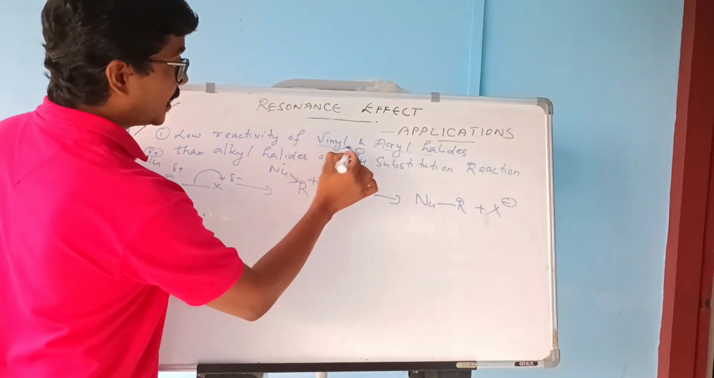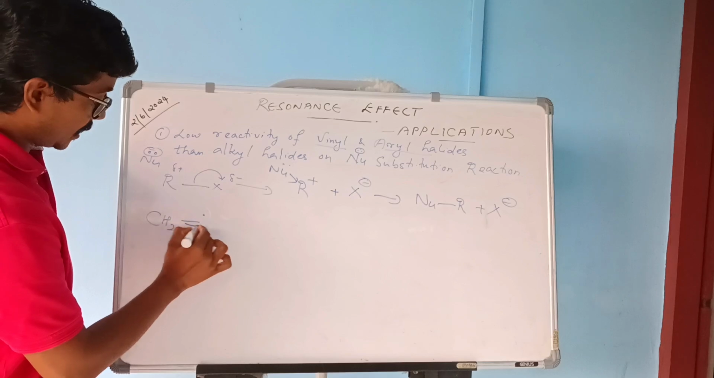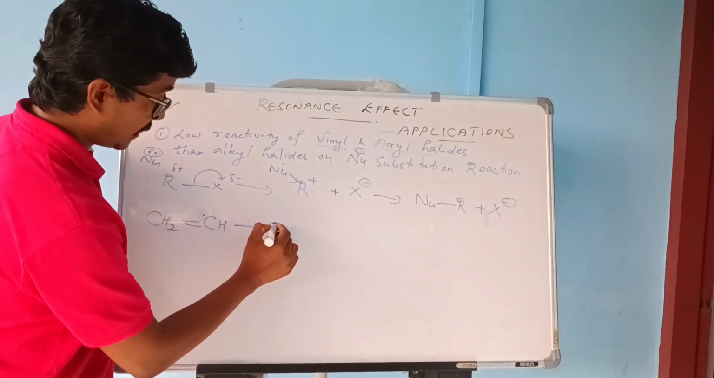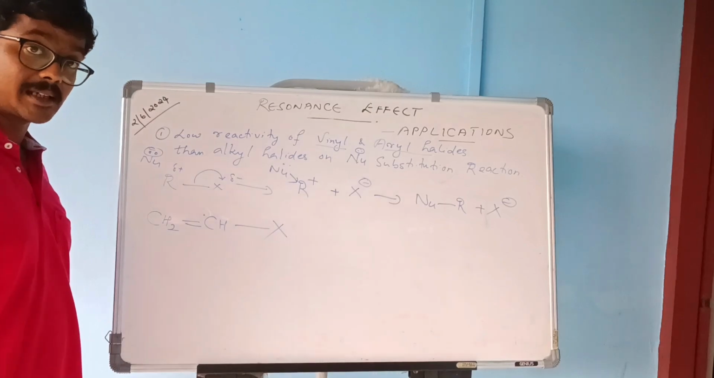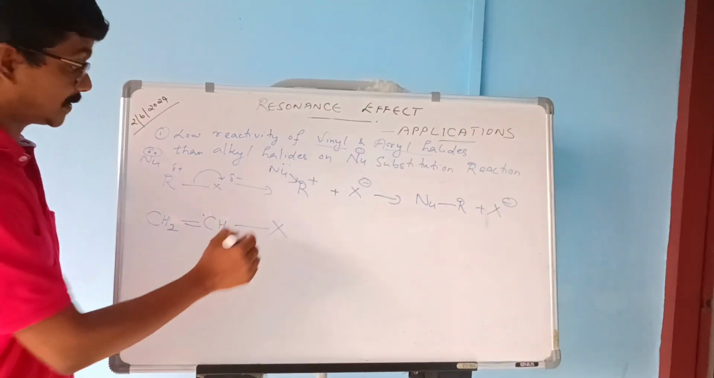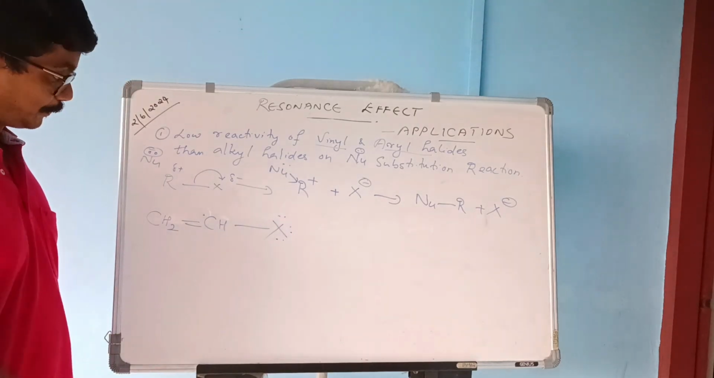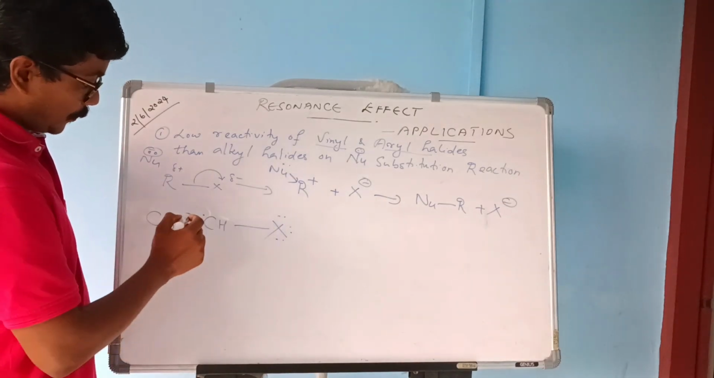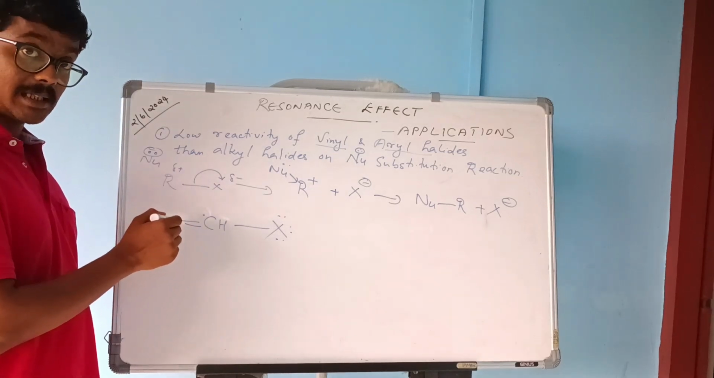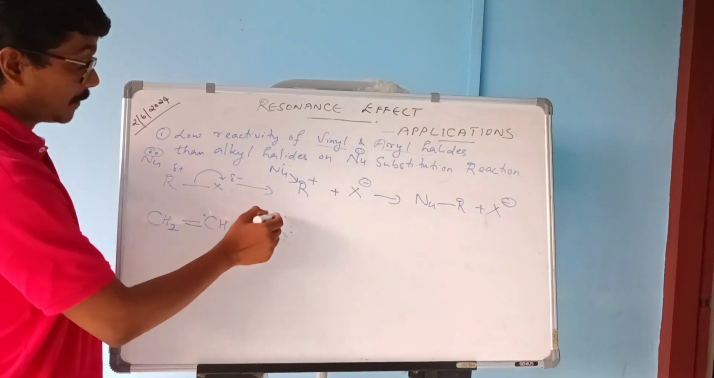Low reactivity of vinyl halides. What is a vinyl group? CH2 double bond CH, and in a vinyl halide, a halogen is attached to it. This is called a vinyl group and a halide is attached to it. The halide has a lone pair of electrons, right? So a lone pair in alternation with a pi bond, that is a conjugate system, so resonance is possible.